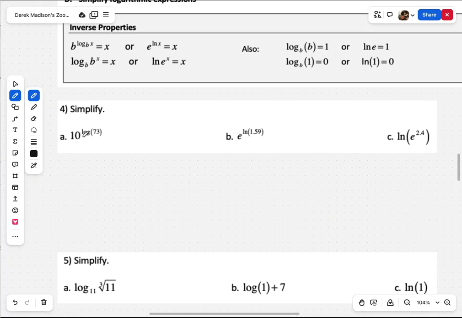So for this, it's log base 10 of 73, so there's that invisible 10 down there in the base, which is just this. So that means it's just going to be 73. e raised to the natural log, so that's this one, so it's just going to be the 1.59. Natural log of e to the 2.4, you can guess it's going to be 2.4, but that's this one right here.